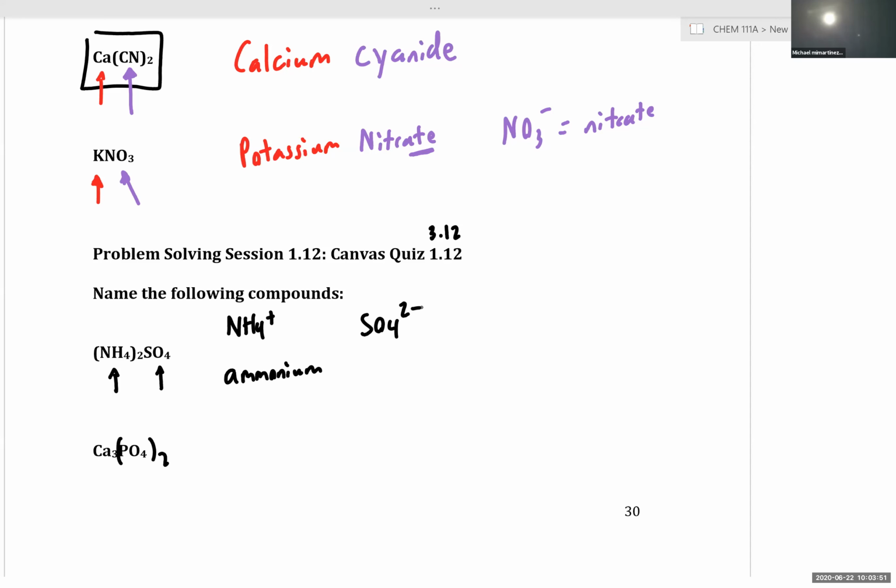SO4 2 minus, what do we call that? And you're welcome. Yep, sulfate. So this would be ammonium sulfate.